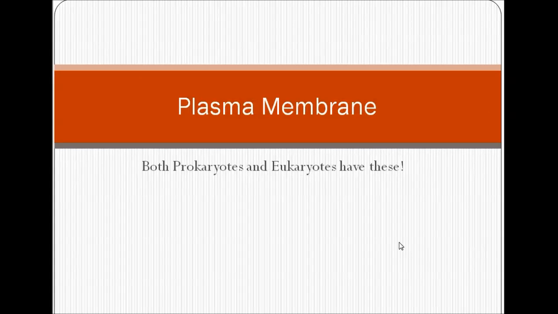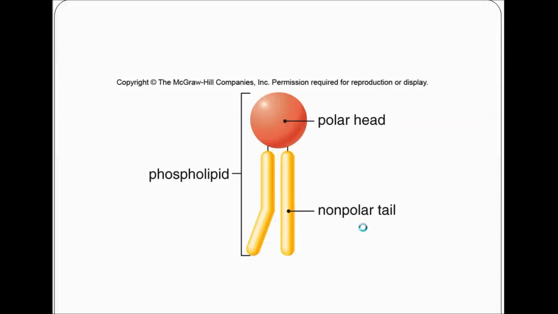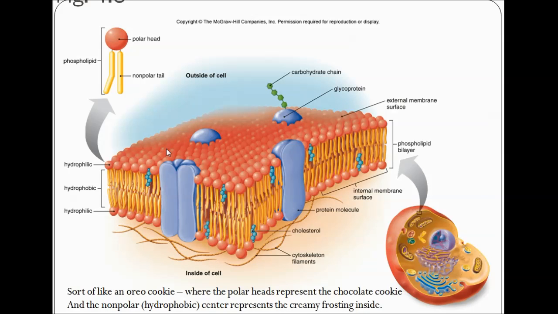Now let's talk a few minutes about the plasma membrane. Both prokaryotes and eukaryotes have this. Let's see how it works. We have a polar head, and then we've got these nonpolar tails. The whole thing together is called a phospholipid, because this is a phosphate, and these are lipids, these are fats.